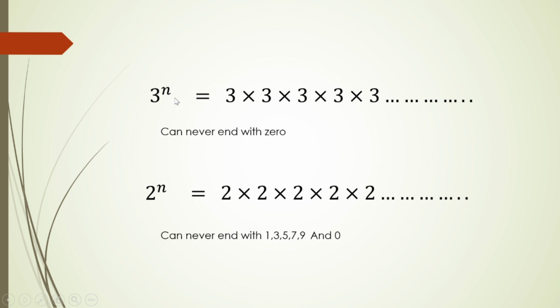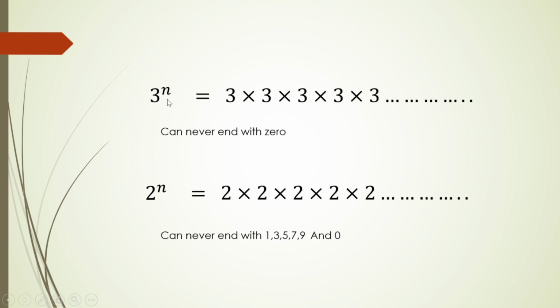Means whatever number, if you substitute different values of n, you will get different numbers. If you substitute 1 here, you'll get 3. If you substitute 2, you'll get 9. If you substitute 3 here, you'll get 27, and so on. So different values of n can be substituted, and different values of 3 raised to power n can be obtained. So it's basically not one number. It's a representative of many numbers.